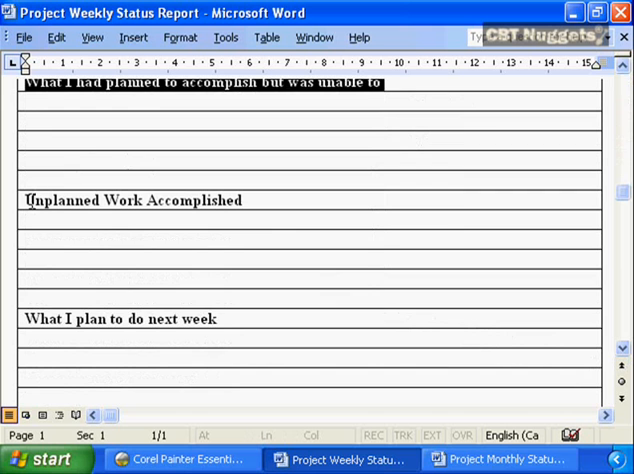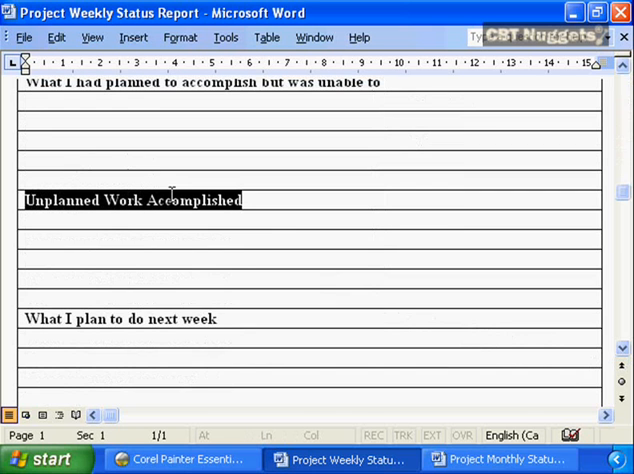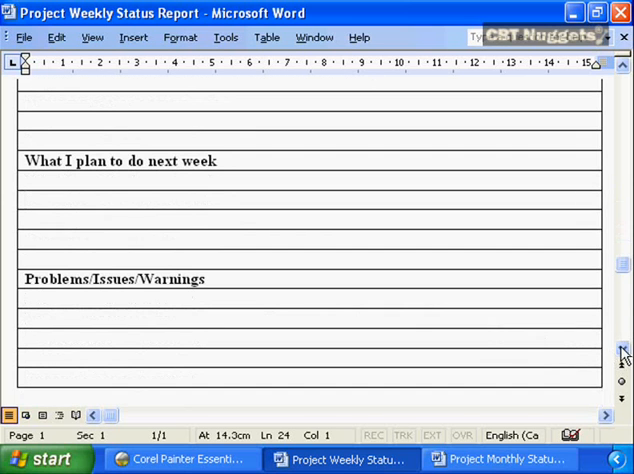A very important part of a weekly status report is unplanned work accomplished. This is work that was not in the project plan that your team members are working on. This is probably a key clue to you that someone is approaching your team in the hallways, that someone is asking your team to do unauthorized work on the project, i.e. they're trying to circumvent the change management process.